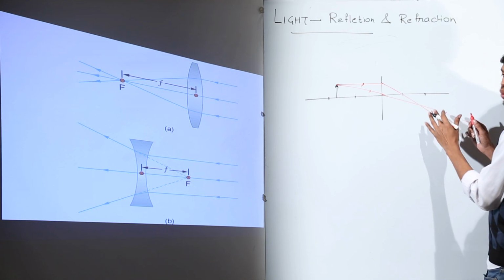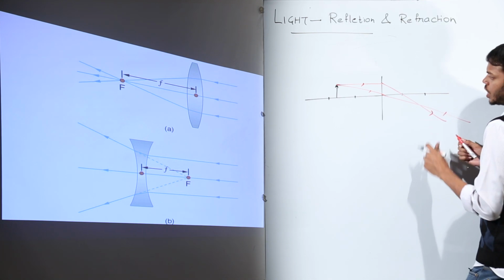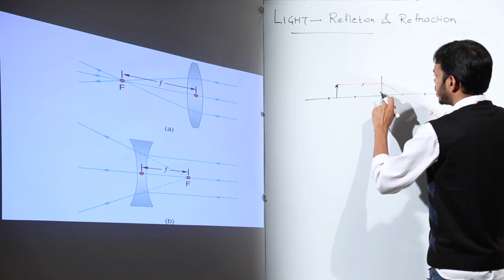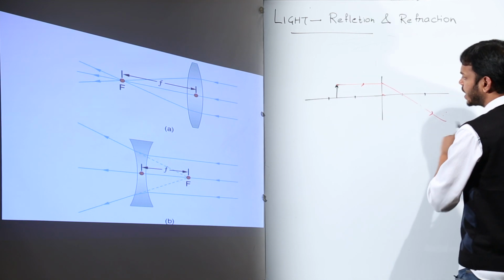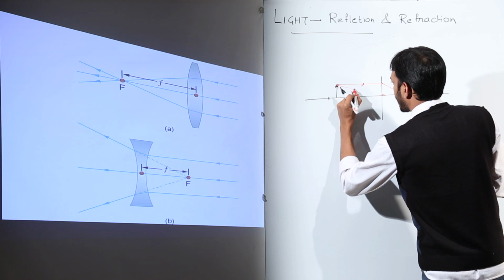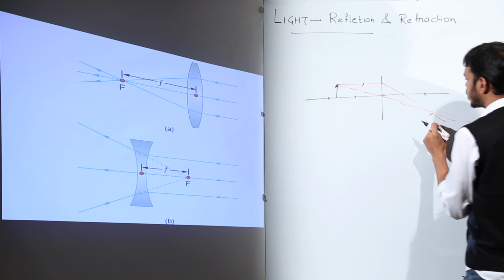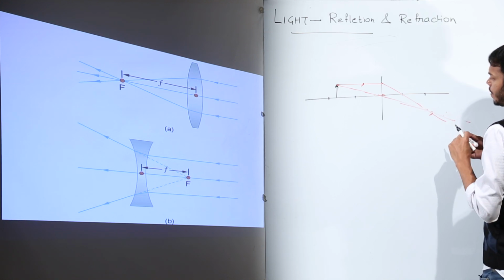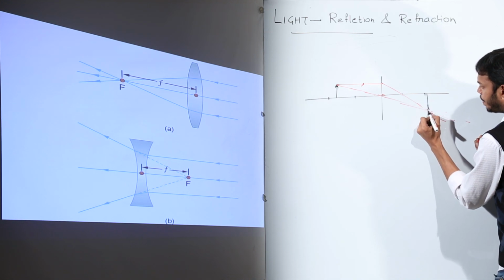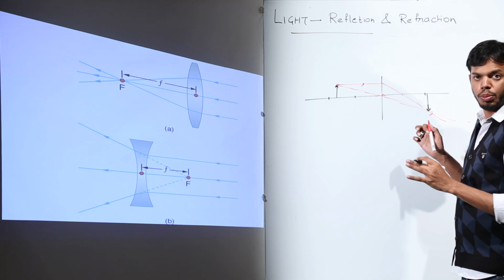Wherever these two rays are meeting, this ray actually has to meet a bit more on this side, so I'll draw it again. From the optical center, make it go straight, and this is how they are meeting here. So where they are meeting, make the image. This is how you make a ray diagram.